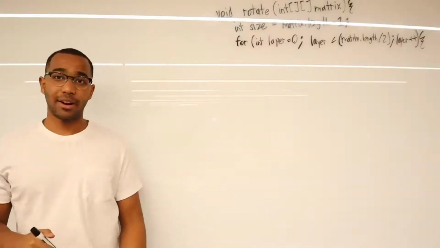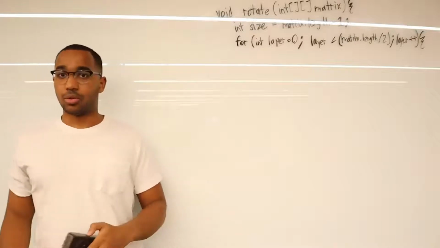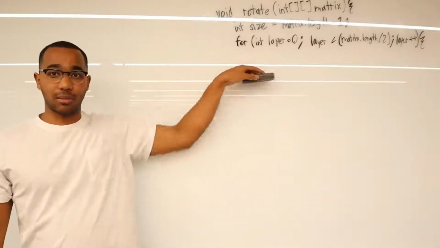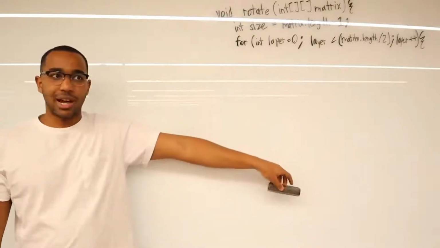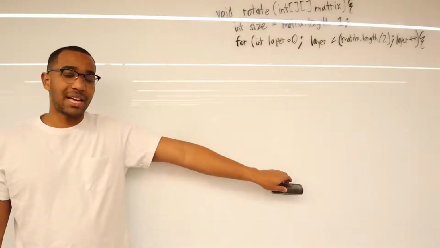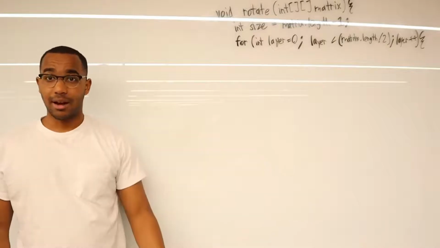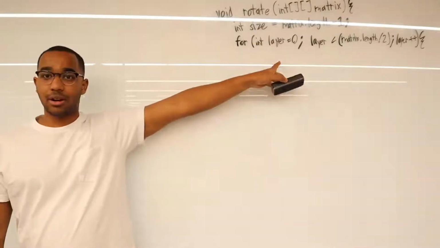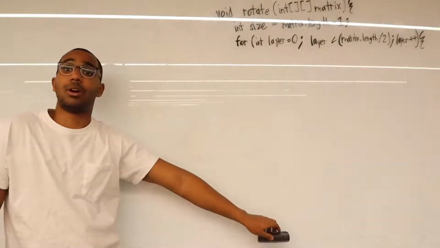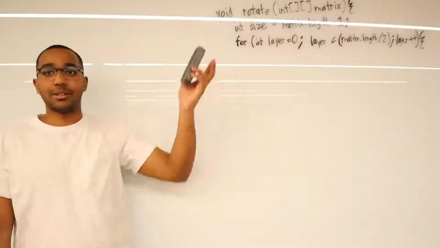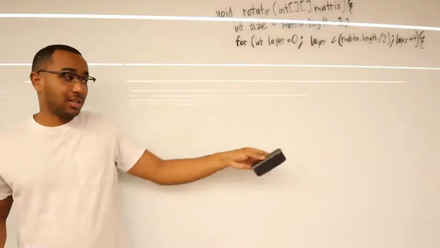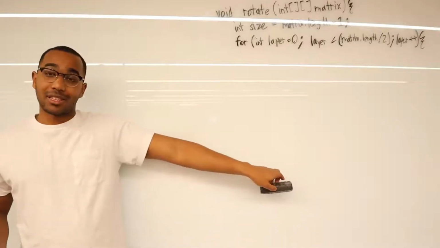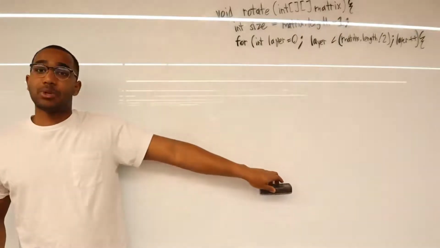So we can use this layer as an offset. If we want to say the top boundary, that's going to be denoted by the layer. And then the bottom boundary, we can say the matrix size, the last index, minus the layer. Right now, the size minus what layer we're on is just going to be size, because size minus 0, which is where the layer starts, is just size. That's the last index, right? And if it's the last index, what happens when the layer is 1?